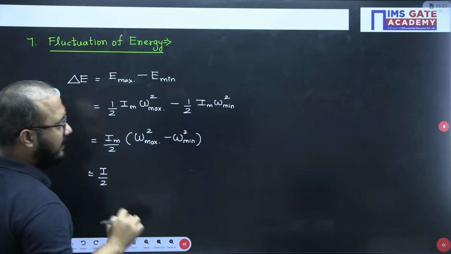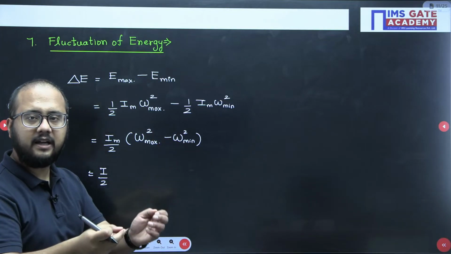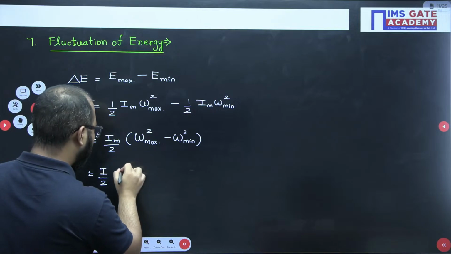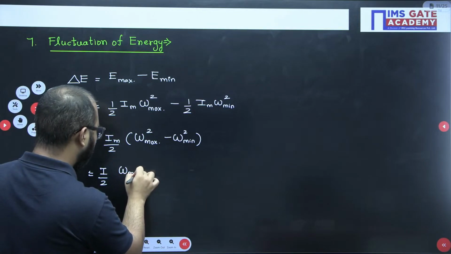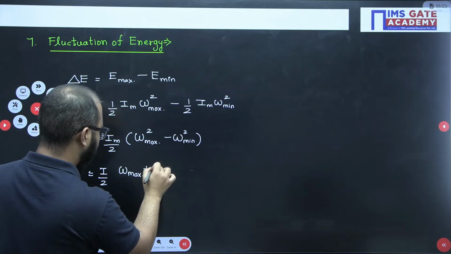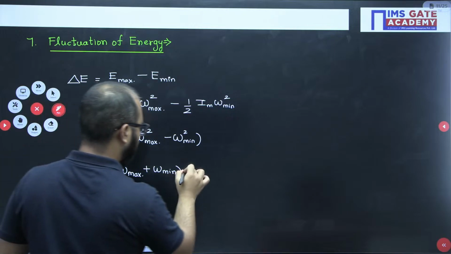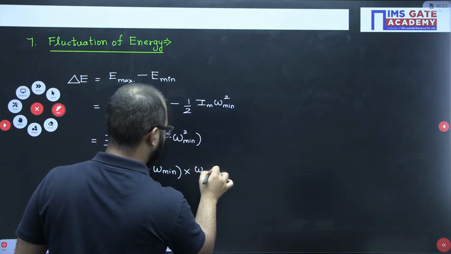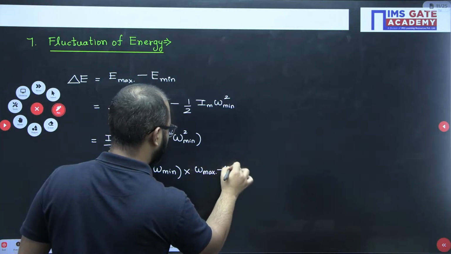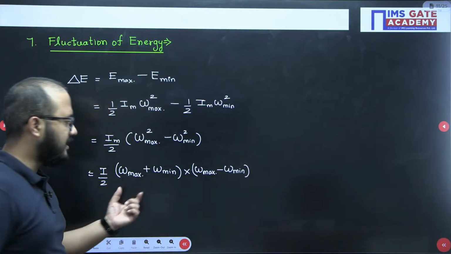So omega max minus omega mean square, that is a square minus b square formula, a plus b, a minus b, I can apply. So it will be (omega max plus omega mean) multiplied by (omega max minus omega mean), right? So a plus b, a minus b.